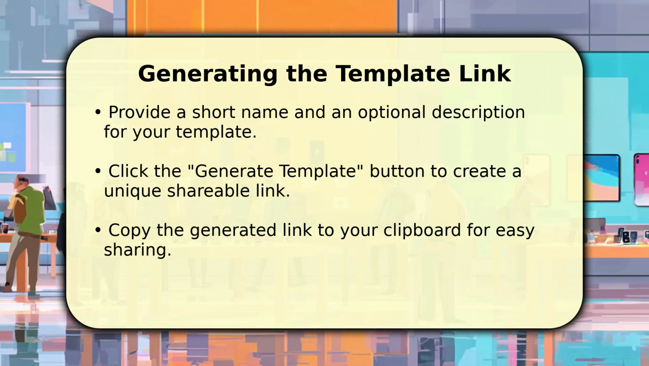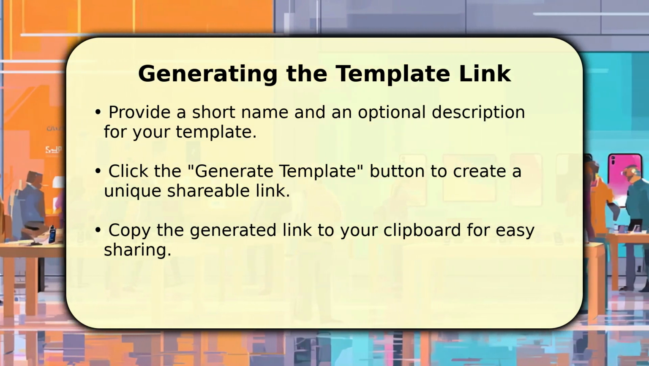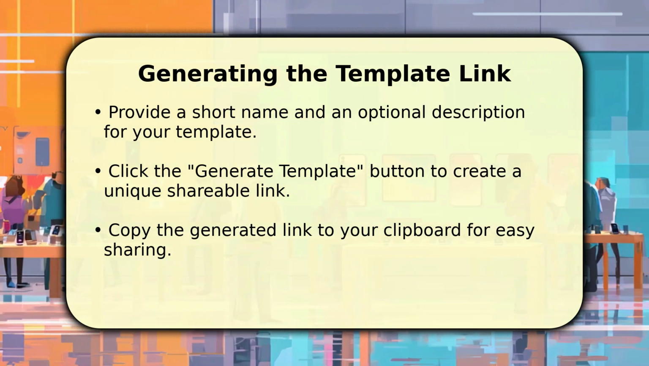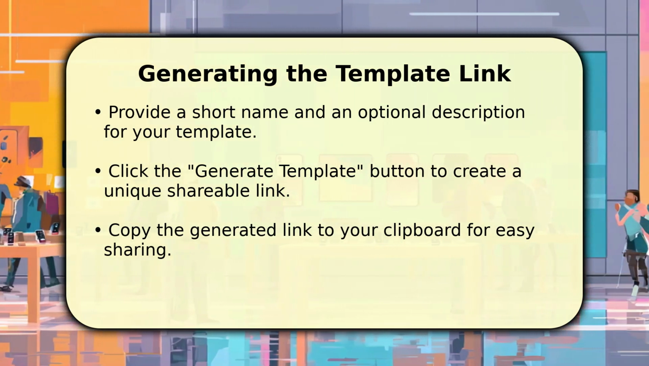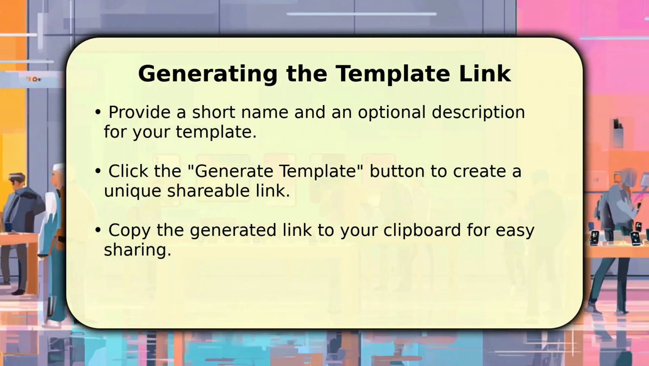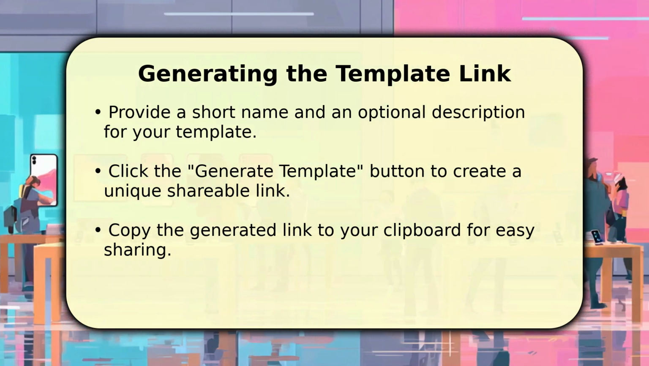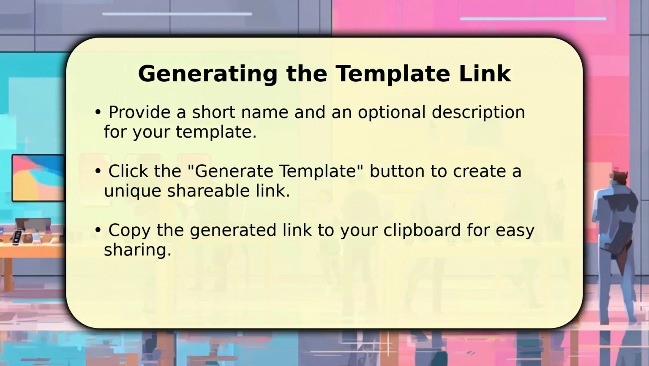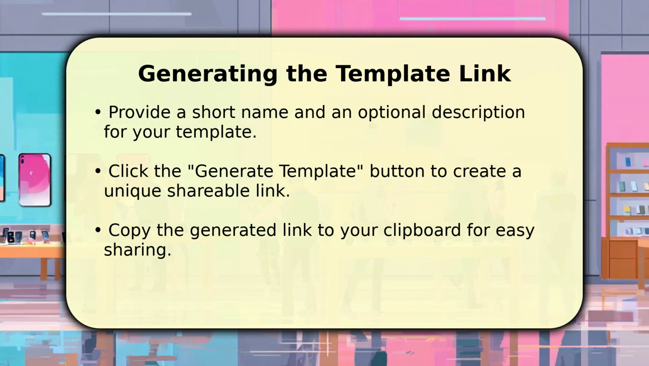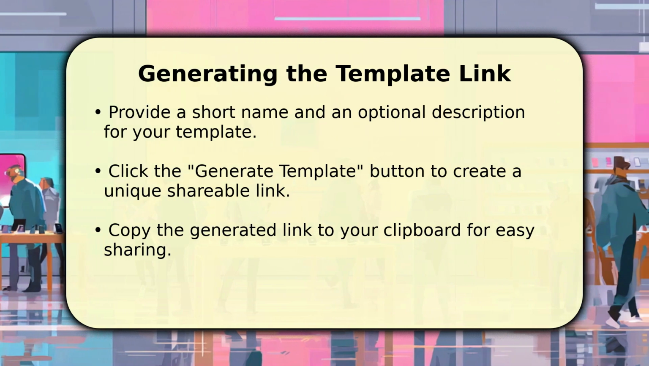Within the Server Template section, you will be prompted to give your template a name and, optionally, a brief description of its purpose. After inputting these details, click the prominent Generate Template button. Discord will then produce a unique invitation link specifically for this template. You can easily copy this link to your clipboard by clicking the Copy button next to it. Be mindful when sharing. Anyone with the link can create a server based on your template.